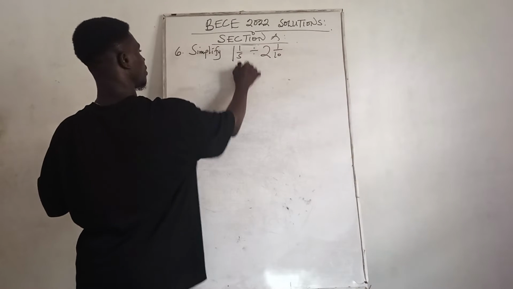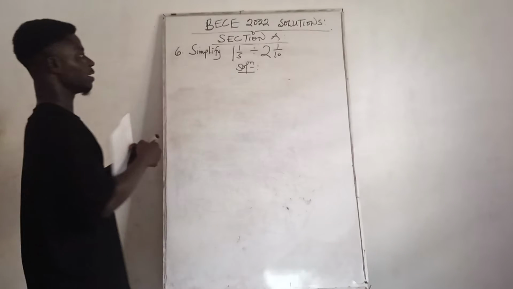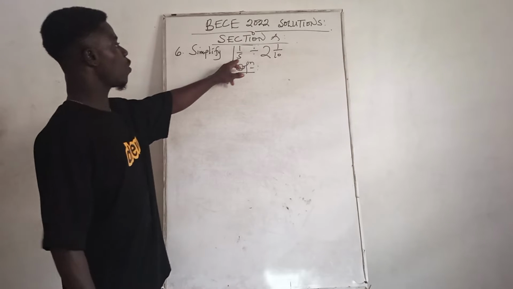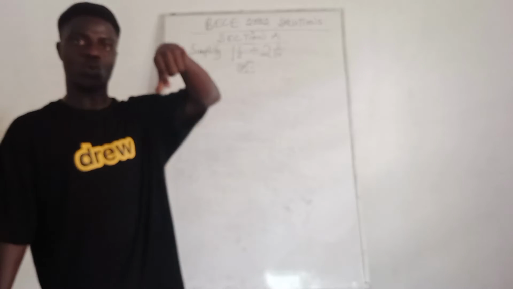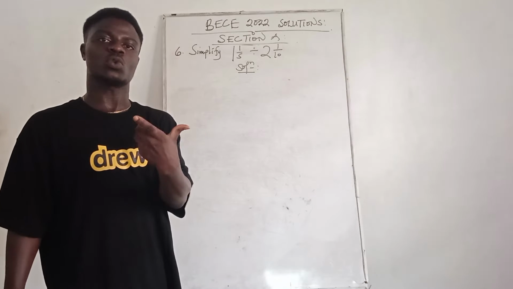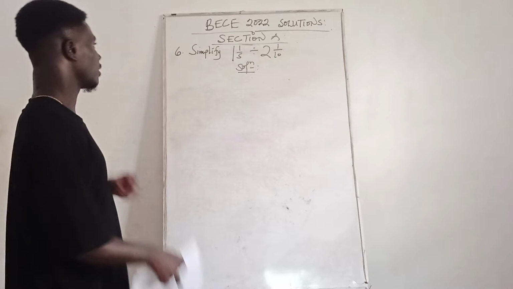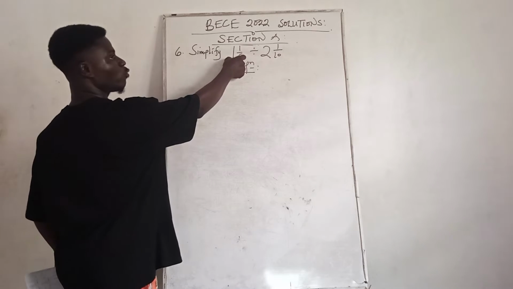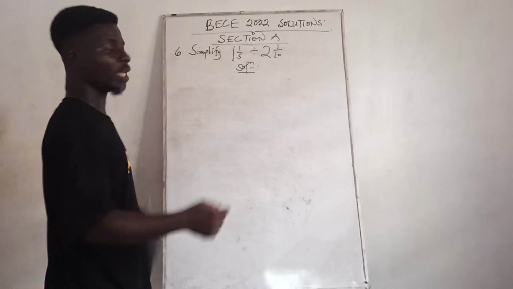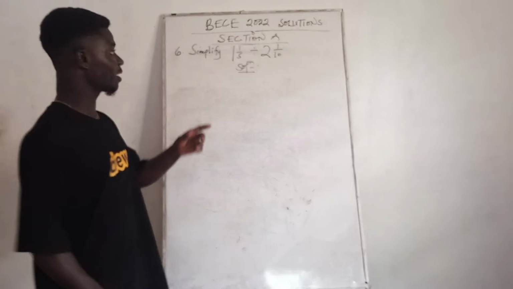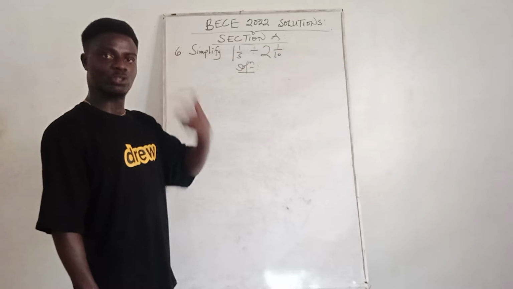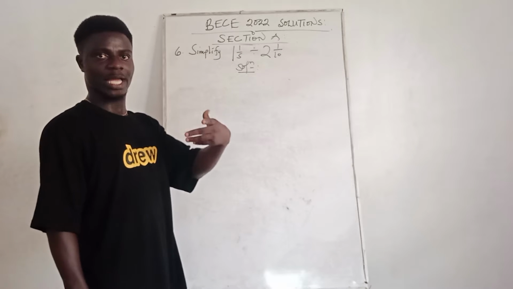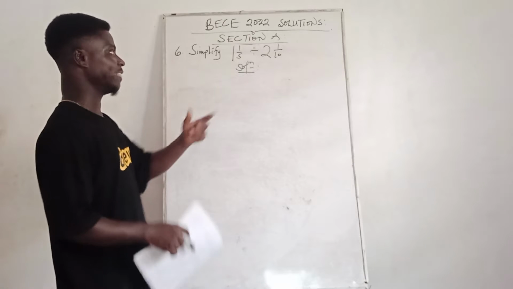So, solution, how best can we simplify this? They are all mixed numbers or mixed fractions. A mixed fraction contains a whole number and a proper fraction. So I have to change this mixed fraction to an improper fraction. How do we change that? We multiply the divisor by the whole number, then the result we get, we add to the numerator.